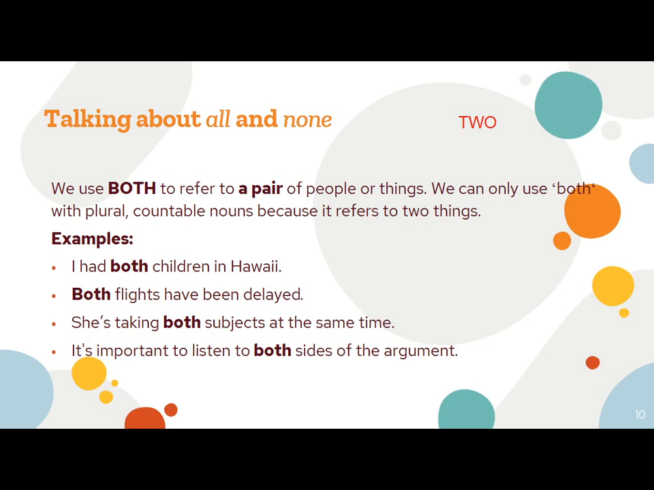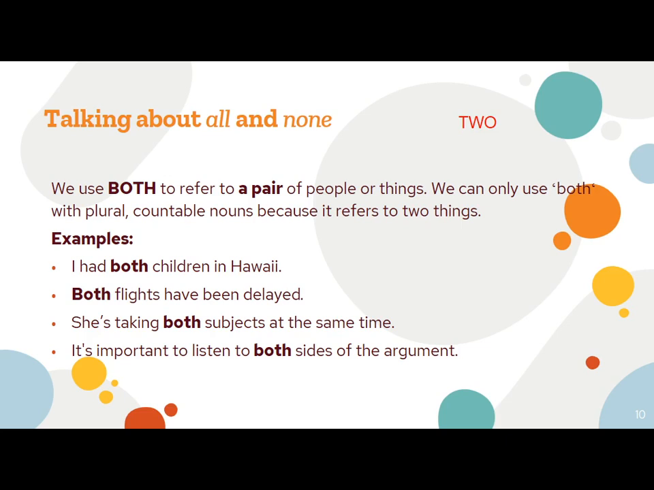For example, I have both children in Hawaii. So that means this person has only two children. So this is something that you have to understand, guys. Every time that we refer to both, you have to refer to two things, people, or places. Both flights have been delayed. That means the two flights that we were about to wait to come.